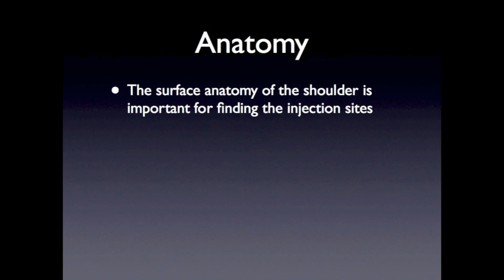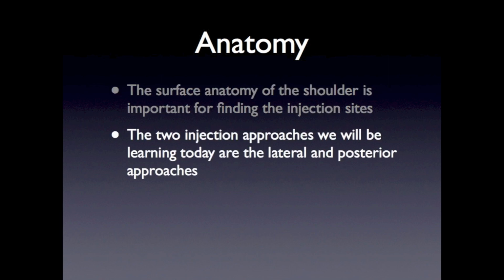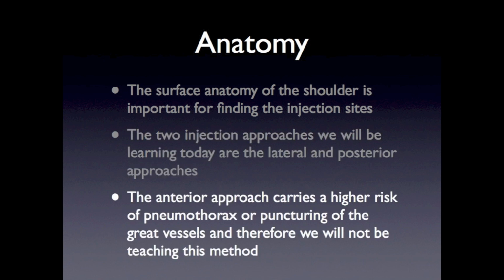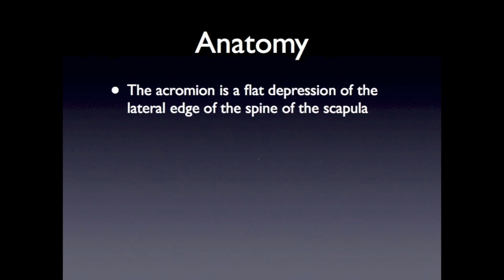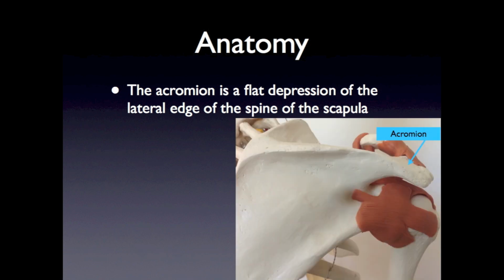The surface anatomy of the shoulder is important for finding the injection sites. The two injection approaches we will be learning today are the lateral and posterior approaches. The anterior approach carries a higher risk of pneumothorax or puncturing of the great vessels, and therefore we will not be teaching this method. The acromion is a flat depression of the lateral edge of the spine of the scapula.